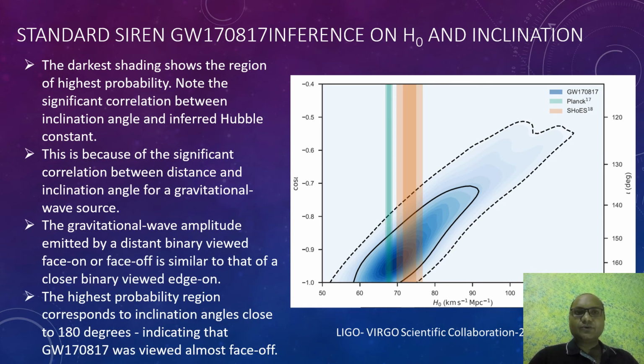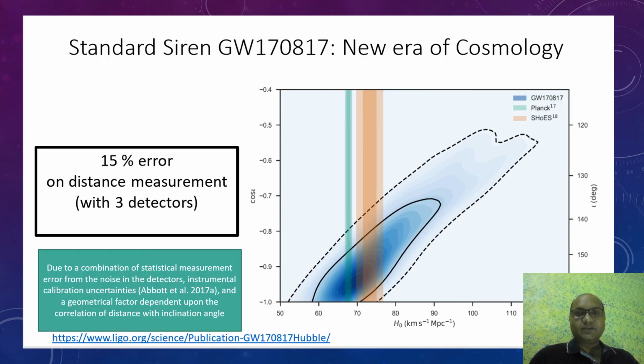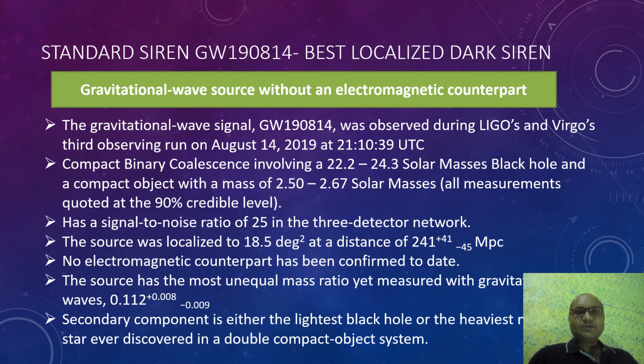The darkest shading shows the region of highest probability, and this is because of the significant correlation between distance and inclination angle for gravitational wave sources. The highest probability region corresponds to an inclination angle close to 180 degrees, indicating that GW170817 was viewed almost face-off. So it has almost 15% error on the distance measure, and this may be due to a combination of statistical measurement error from the noise in the detectors, instrumental calibration uncertainties, and a geometrical factor depending upon the correlation of distance with inclination angle.